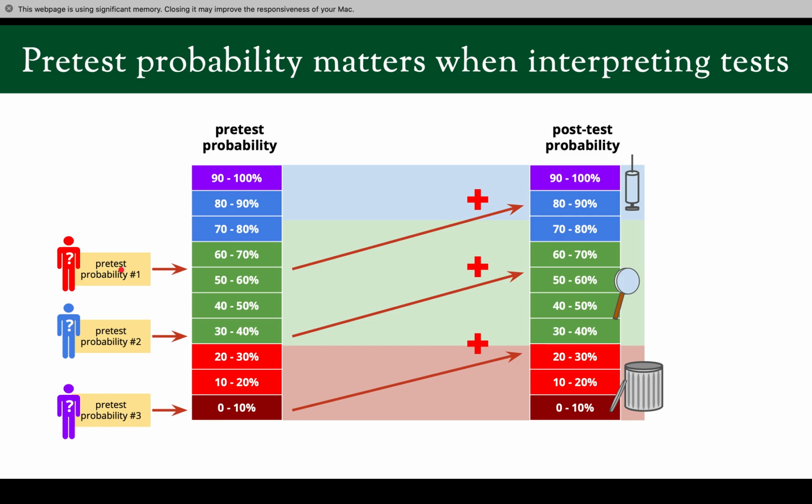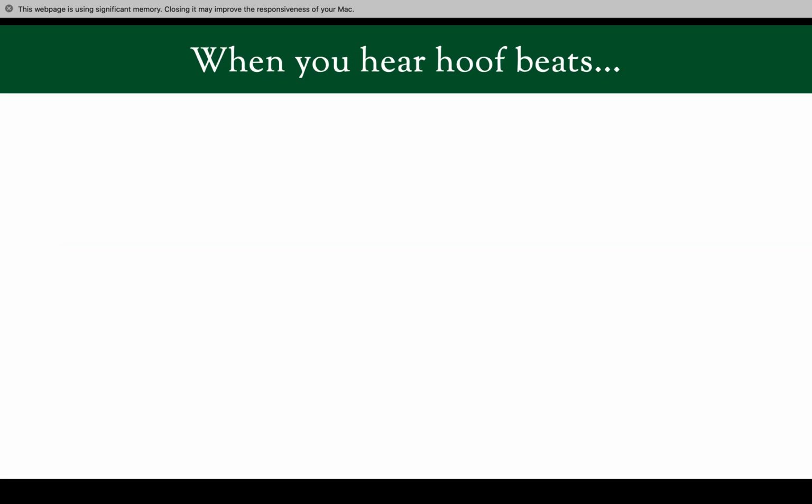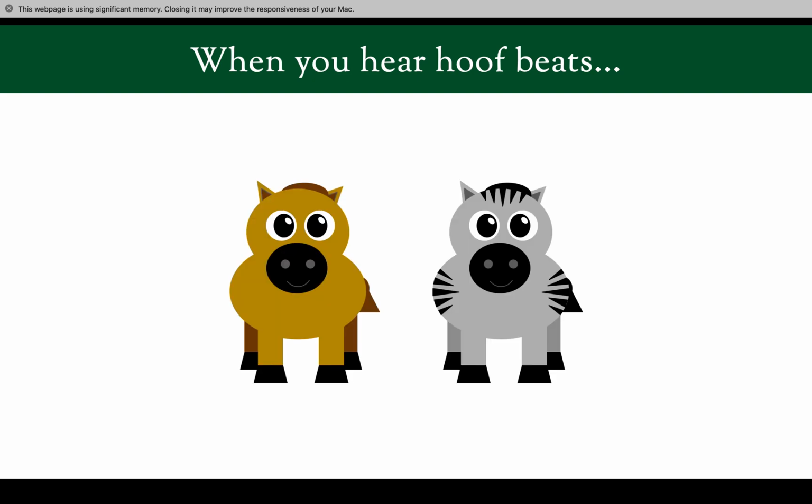Let's look at this third one. The third one has a pretest probability of maybe 60%, and we bump it up to about 85%. So this test did move us from the I don't know zone to the treat it zone. And so that test was worth ordering. Now we have a saying, when you hear hoofbeats, think horses and not zebras.